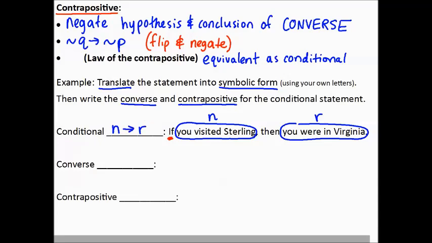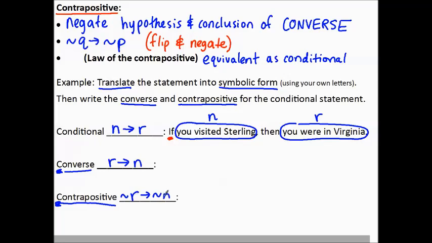If I write the converse, remember that switches the order. R, arrow, N, flip it around. The contrapositive, long word, starts with a C, so I do the C word first, flipping it around, starting with the R, but making it negative. Negative R, then negative N, or not R, then not N.